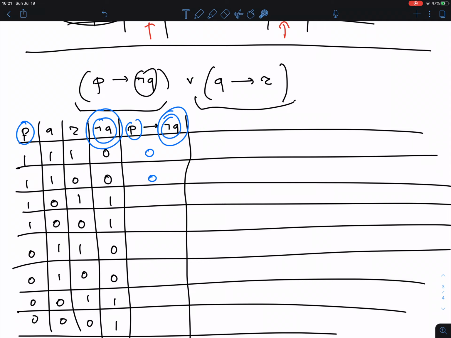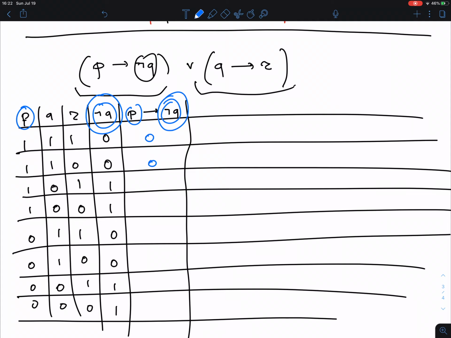So that means that the rest are 1s then. Okay? You go through the whole column, you find all the zeros, and if those are the only zeros, then the rest must be 1s. That is because a proposition is either true or false. That's why this is the case.